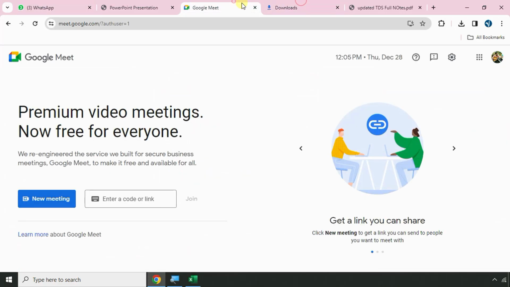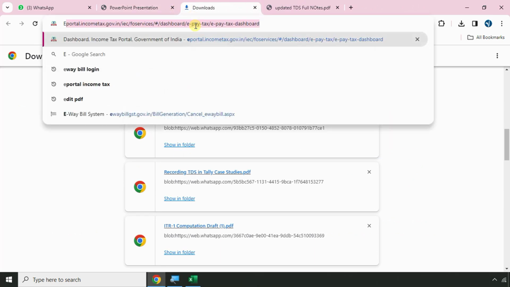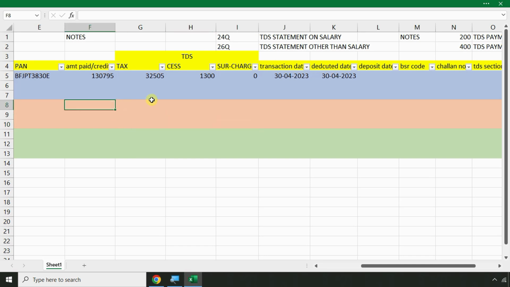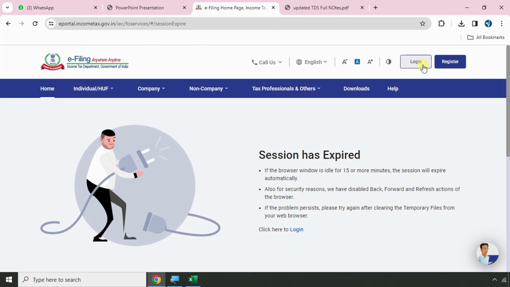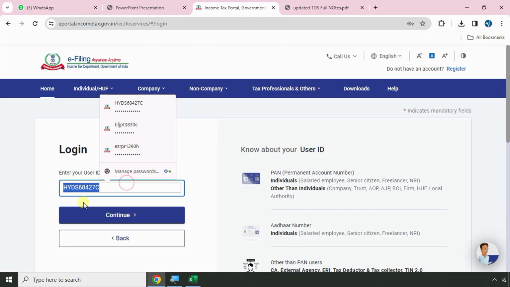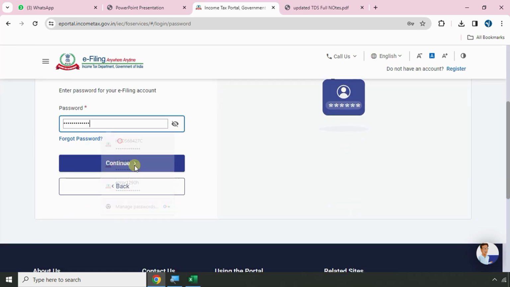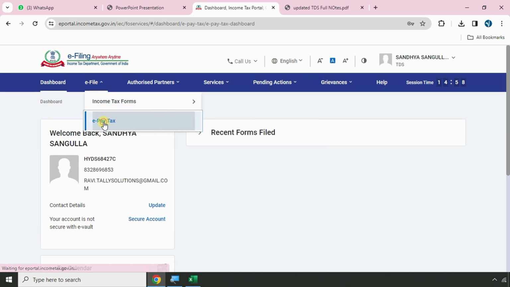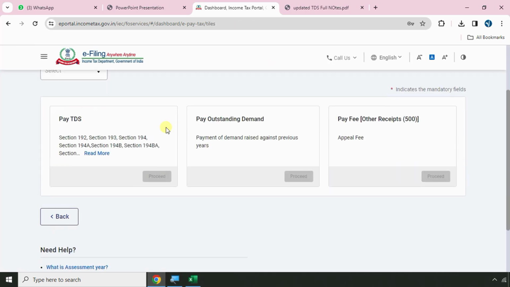So go to where? Which portal? Go to the e-portal, income tax. Here is our TAN number, HYDS. So go to login in the income tax portal, HYDS 68427C, login via PAN card. Go to e-file, e-pay taxes. Go to where? New payment.